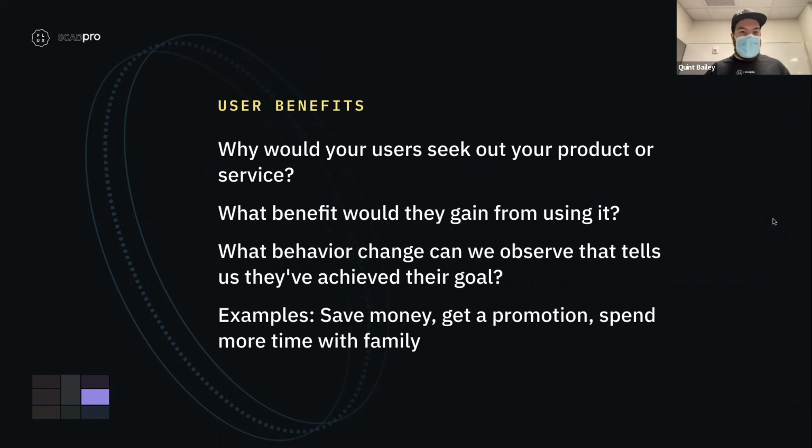For some solutions, it might be different. Like for the pizza one, it might be that we want to get the pizza to them faster, or I want people to smile more when I'm giving them the pizza, something like that. That might be the user benefit that you're tracking for that.